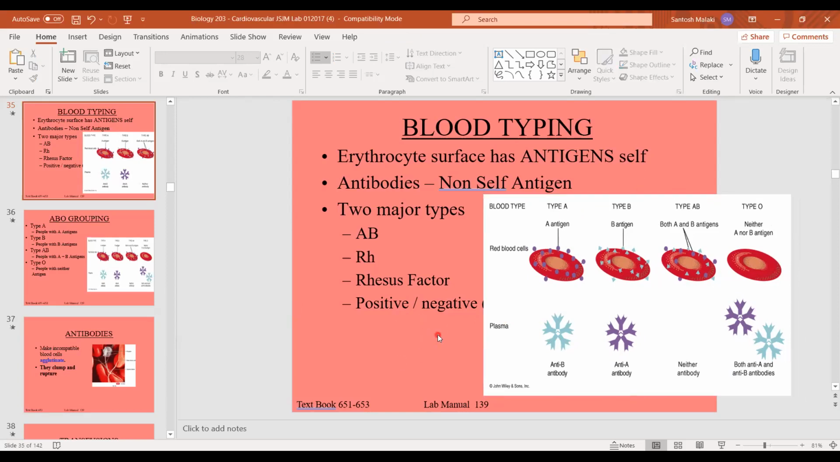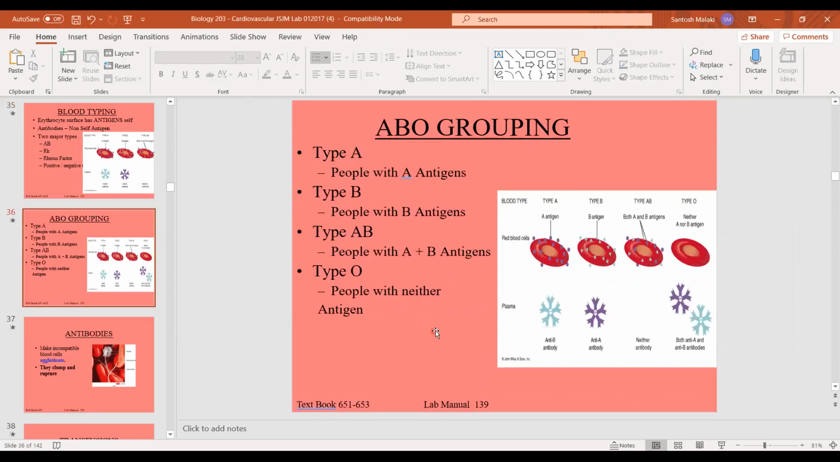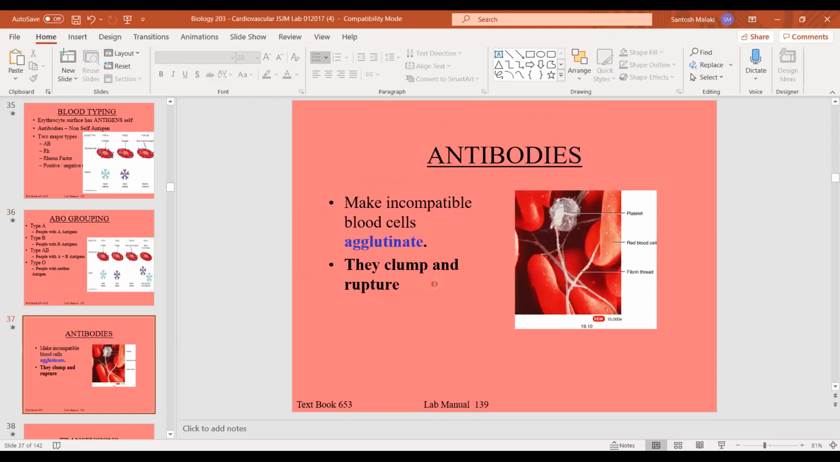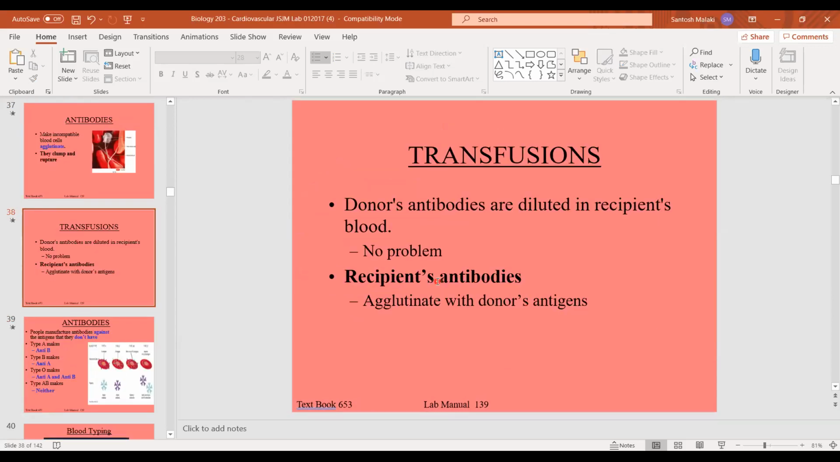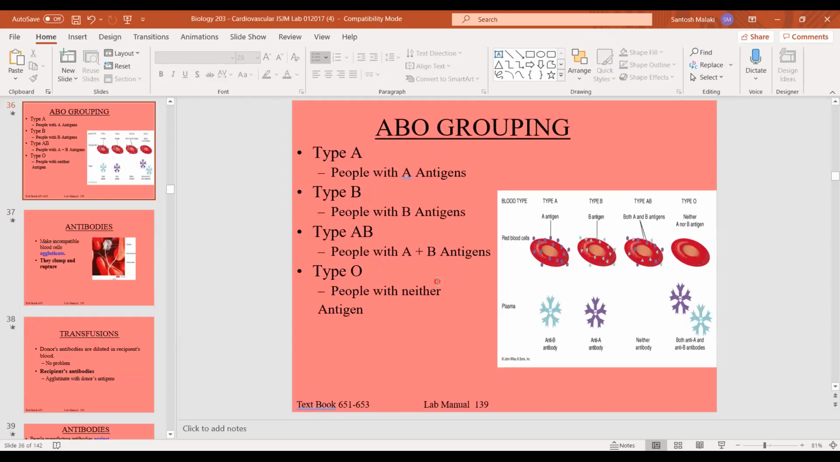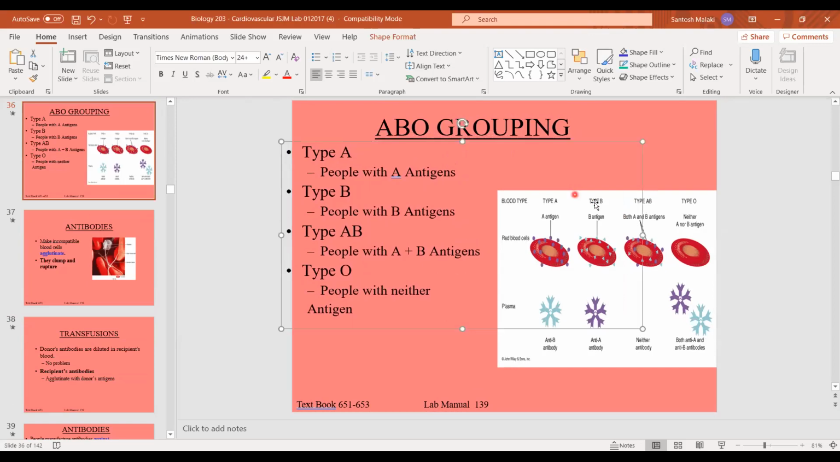So who makes these antibodies? We'll talk about that later in immunology. So this is just a breakdown of it. The next thing is, what will happen in a situation where a person is exposed to some blood that is not of his type? Well, basically, this is the reason why we started what is known as grouping and cross-matching. I want you to understand this.